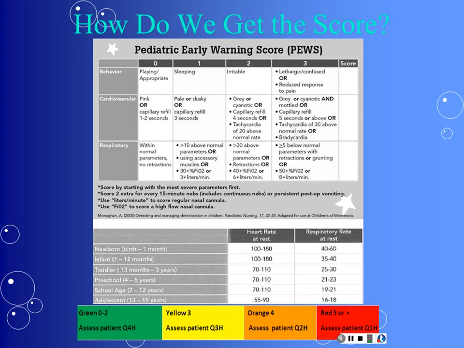Are we pink? Is our cap refill normal? Are we tachycardic? Are we really tachycardic? Are we bradycardic? That kind of stuff. Respiratory: are you having to have a high percentage of oxygen? Are you normal? So it looks at the score, and this has a really good chart for heart and respiratory rate at rest. And it just tells you how frequently you have to reassess the patient. Most of us will be doing Q4-hour PEWS if you're required to do it with your assessment at your hospital.